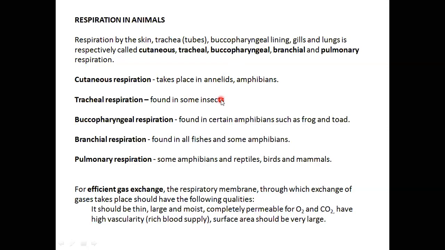There should be a large surface area and it should be moist, only then will the concentration vary. Otherwise the concentration of molecules won't vary and there won't be any diffusion process. Okay, this was about respiration in animals.